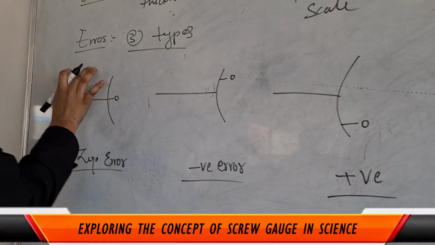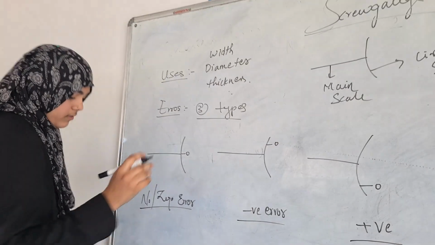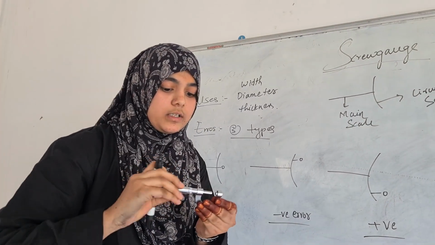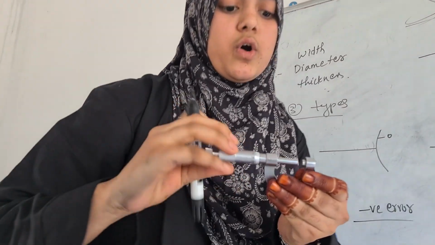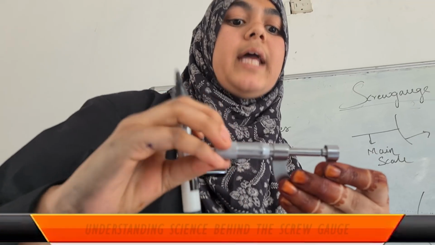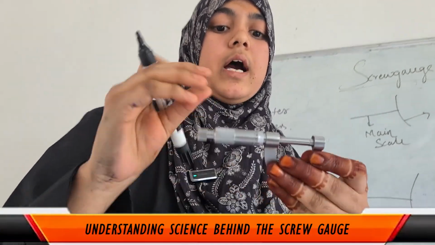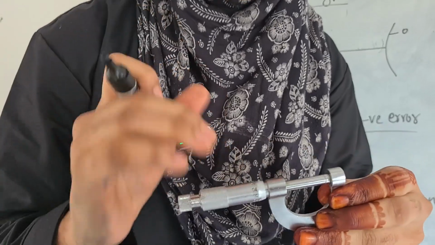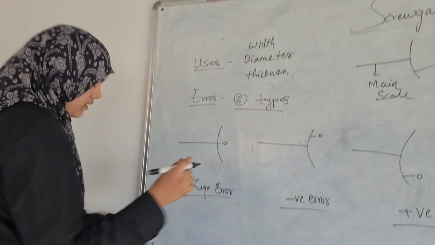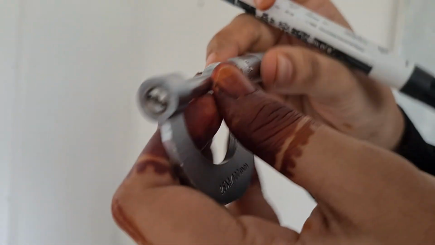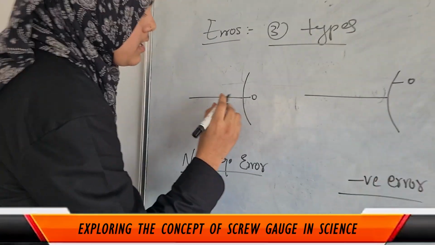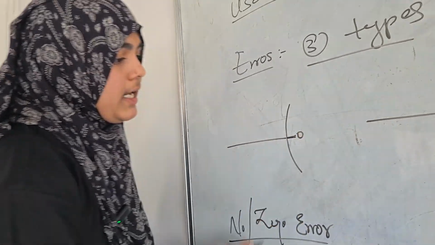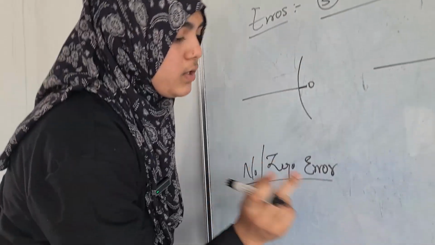So how to calculate the error is, you have to tightly close the jaws of the screw gauge. You have to tightly fit it. Now, after fitting, this is known as the error in the measurement. Measurement itself has the error. So, when you get the main scale coinciding with the circular scale, it is known as no error or zero error.